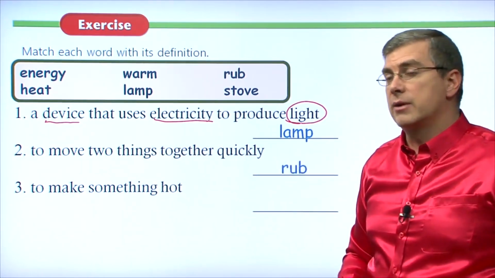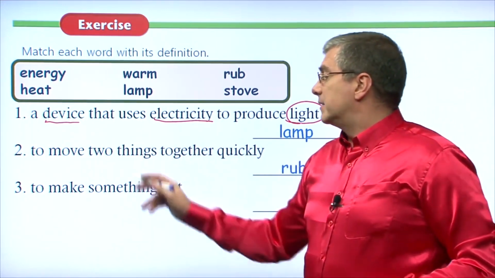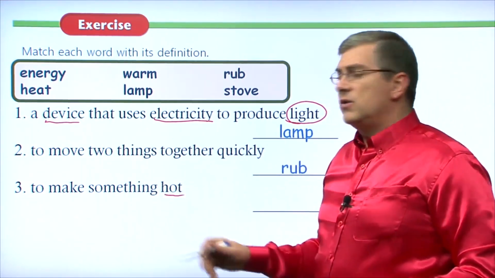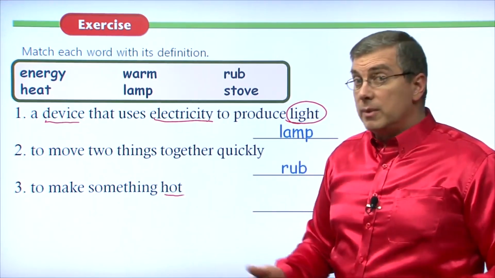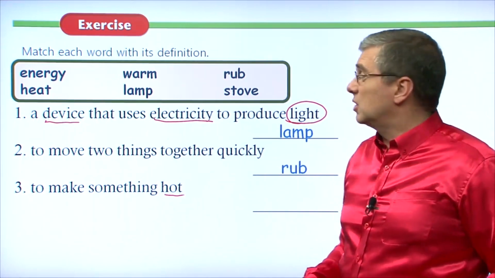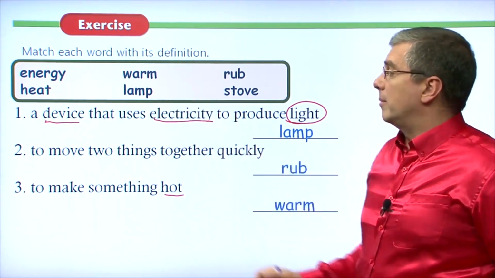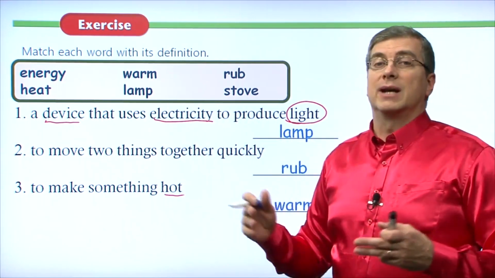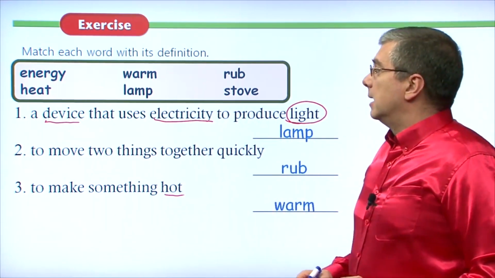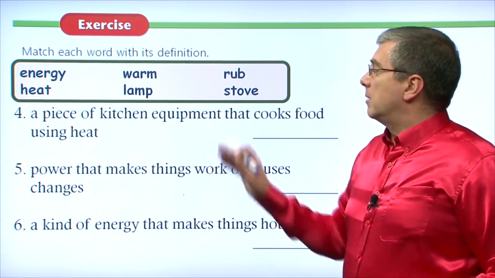You're rubbing them together. Number 3, to make something hot. If you want to make something hot, we're looking for a verb. What verb is that? You're increasing the temperature of something. You are going to warm it. To warm it. To make something hot, you warm it up. Okay. Let's move on. Number 4.